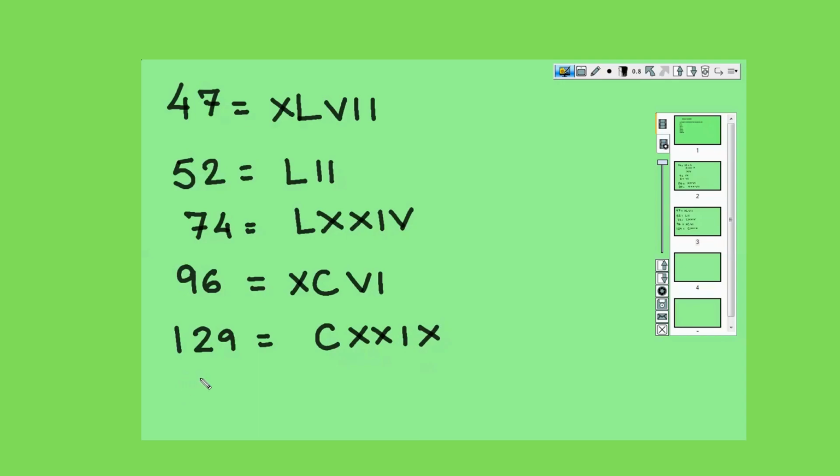How do I write 367? 300 can be written as 1, 2, 3 C's, 300, 50, 60, 65, 67. I hope this is clear to you. So let's now write one more example and go ahead with more examples.